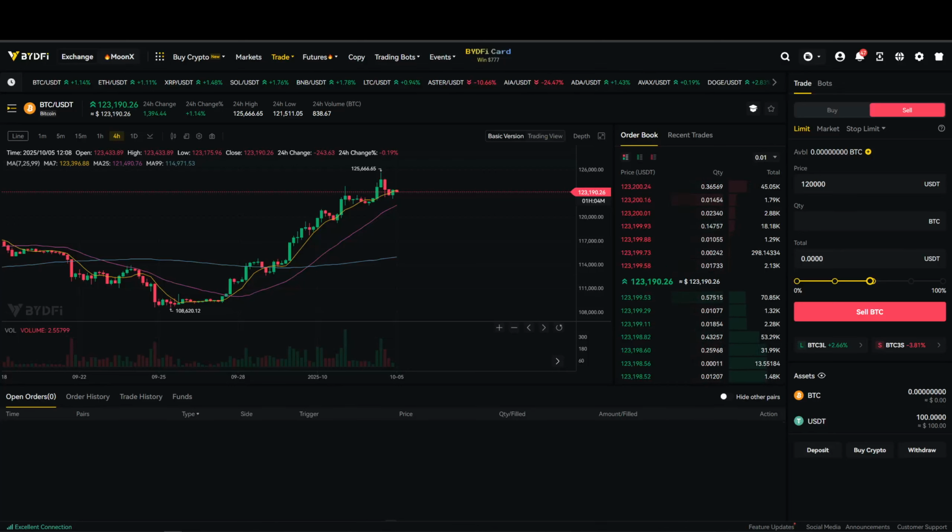If it's made a 2x move for you, you'd get your initials back and still have money in the play to go higher that you'd be riding for free basically. Or you can sell all of it and then just hit sell BTC. But this is a very basic primer on how to do that.